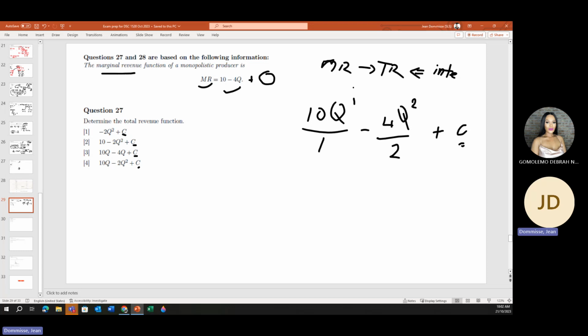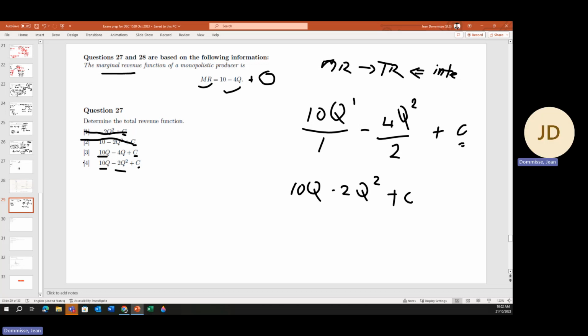Okay, so then to just simplify this, we can look at the 10q. There's no 10q there, there's no 10q there, but there's a 10q there. 4 divided by 2 is 2. Let's see, so we can then see option 4 is the one we're looking for.